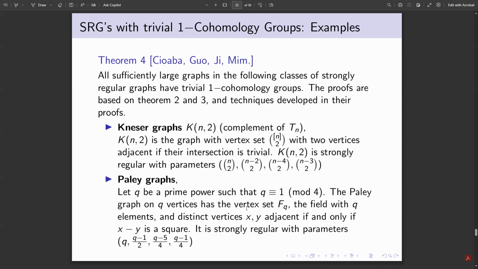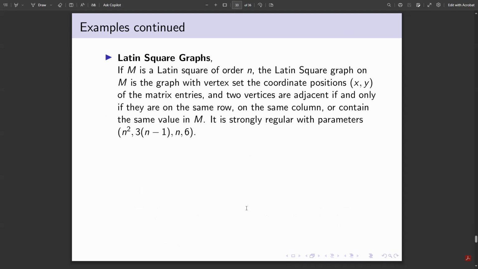The other class of graphs is the Latin square graph. A Latin square of order n is a matrix with entries from 1 through n, such that in each row and each column, each symbol appears exactly once. Given a Latin square, you can create a strongly regular graph out of it, where the vertex set is the coordinate positions, and 2 coordinate positions are adjacent if and only if they are in the same row, in the same column, or have the same symbol. You can show that it's also a strongly regular graph with these properties. This one required a bit more work, but we can still show that all sufficiently large Latin square graphs have a trivial one cohomology group. So these are the 2 kinds of results we have.